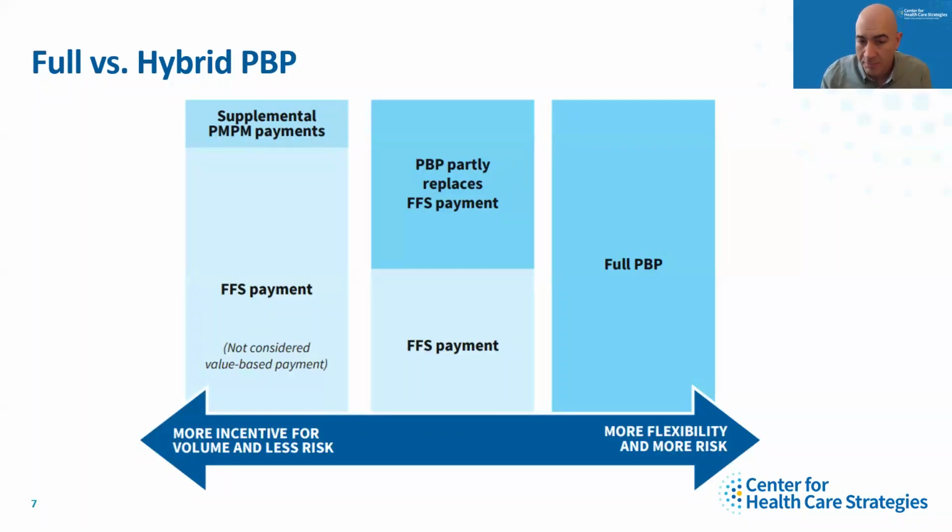A full PBP, which is all the way on the right, replaces all the fee-for-service payments with a population-based payment paid prospectively. All the way on the left is the fee-for-service payment. And there are sometimes some supplemental per member per month payments attached to that, but it doesn't affect the fee for service. It's still fee for service, but there's what's commonly called a care coordination fee that is on top of it. It's actually more than the fee for service would have been. So there's not any kind of replacement of fee for service there.